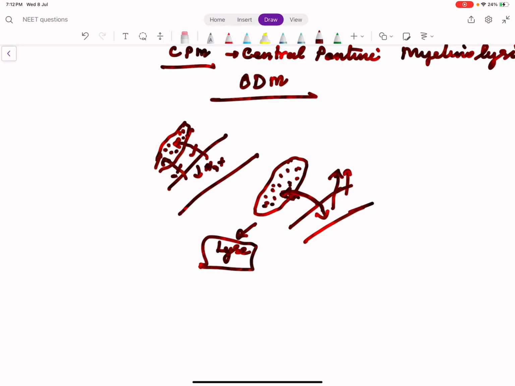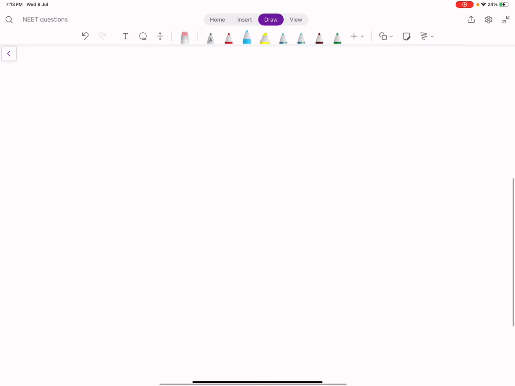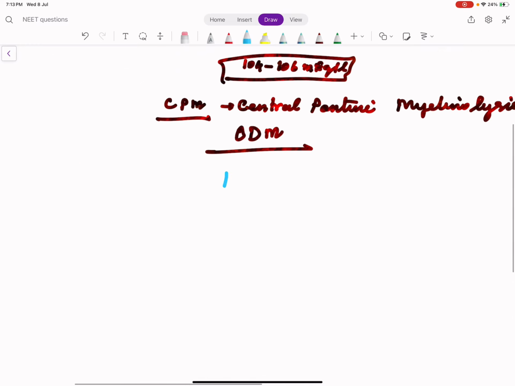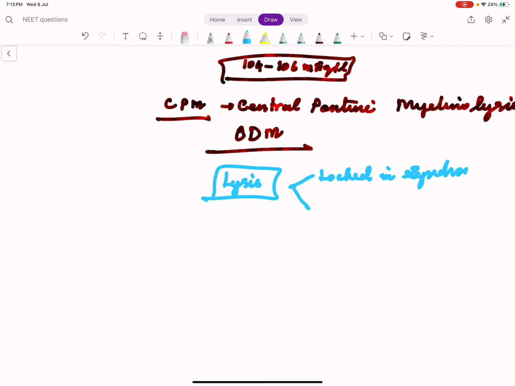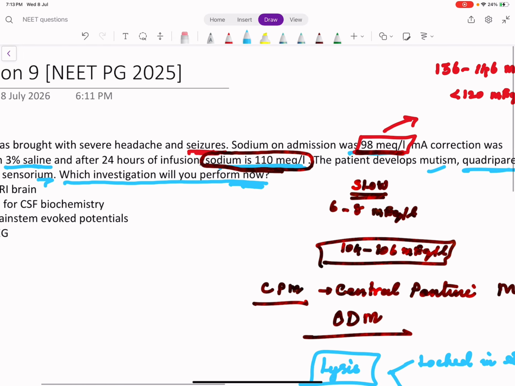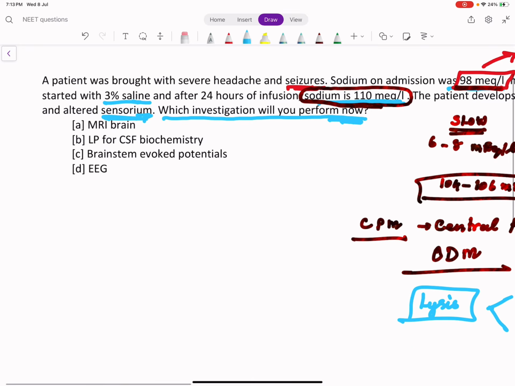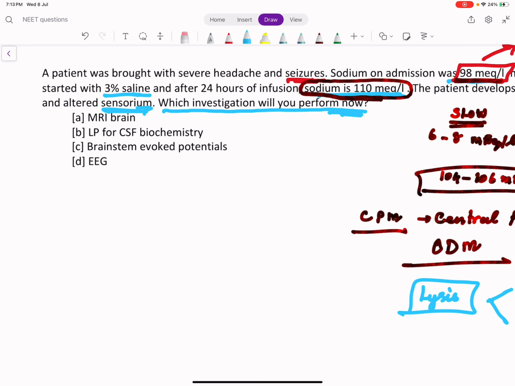Even if you don't remember the mechanism, due to osmosis, due to change in osmotic shift, due to rapid correction of hyponatremia, the brain cells, especially the pontine cells, go for lysis. When the pons has a problem, we have locked-in syndrome. So that is what is given in this case scenario. Patient develops quadriparesis, mutism, altered sensorium. So this is actually a locked-in syndrome. Because of the history of rapid correction of hyponatremia, this is probably osmotic demyelination.